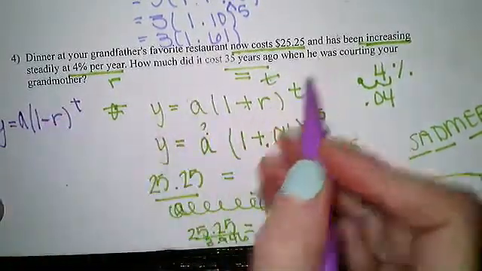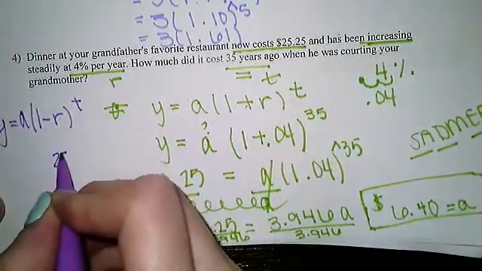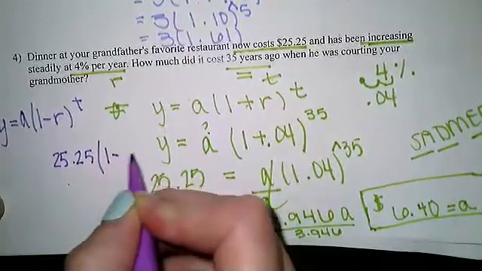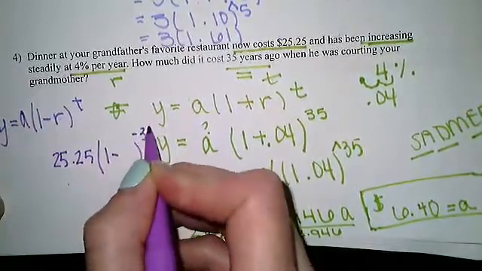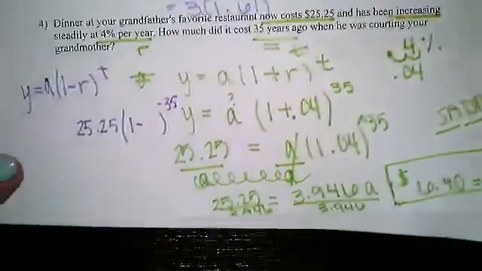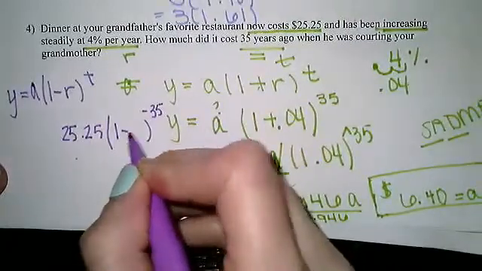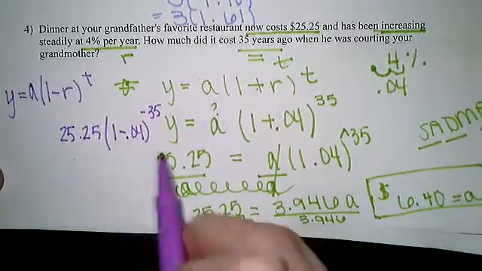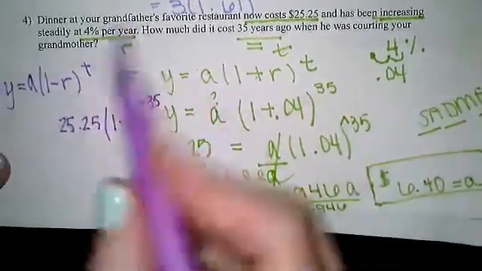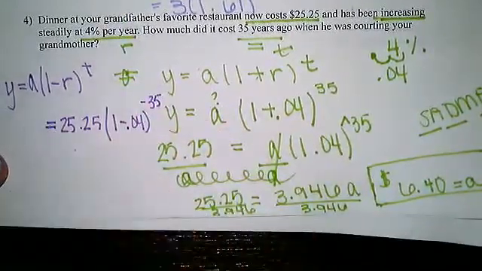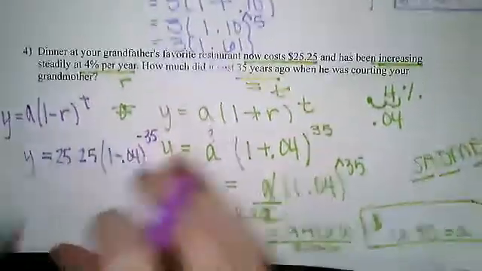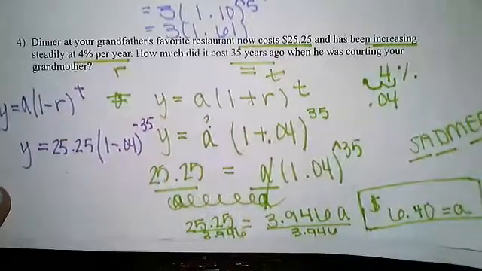So if the meal, let's say the starting amount was $25.25, and we are going back in time 35 years, and we made this a negative 35 exponent, I'm interested to see if that would work out. But just knowing that it would be decay in that case, because we're going back in time and it would have been cheaper. So I want to see if this gets me the same thing. This you could do in your calculator to check.